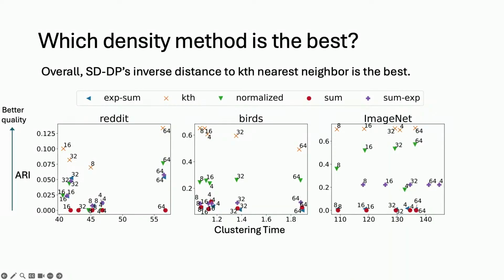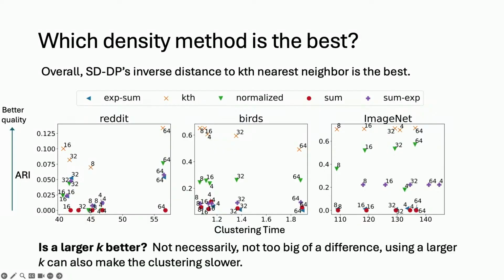And then there are also these other functions. I'm not going to define them here. I do have a slide that defines them if you want to ask me later. But they're basically different density functions that were proposed in the literature, and we also tested those density functions. And then the number on each of these data points corresponds to the value of k that we use. So for example, 16 corresponds to using 16 nearest neighbors.